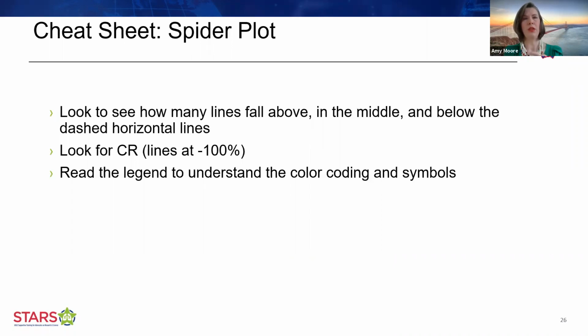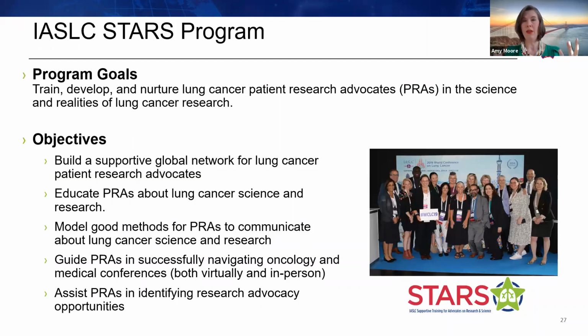Cheat sheet for spider plot. Look to say how many lines are going above, how many are in the middle, and then ideally, how many are below those dashed horizontal lines. We're looking for that complete response again, which would be lines at -100%, which means all the lesions have disappeared. So read that legend, understand the color coding and the symbols. And I think that's it for our spider plot. So with that, that's your quick orientation to understanding what all those colors, lines, symbols, and stars may mean.